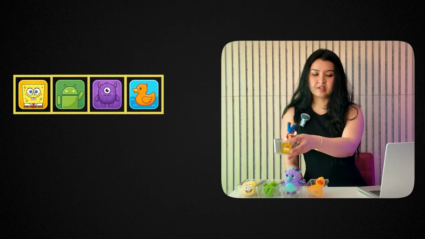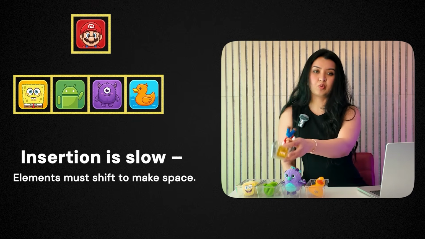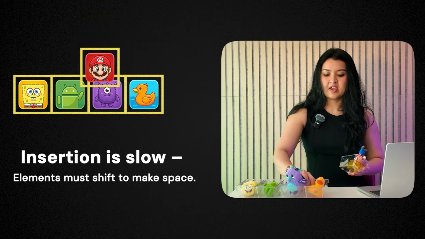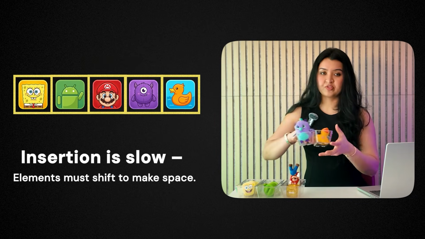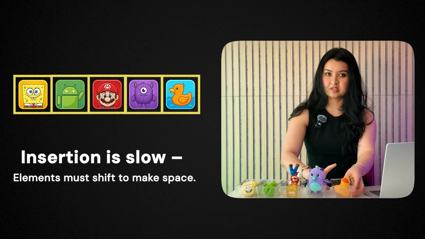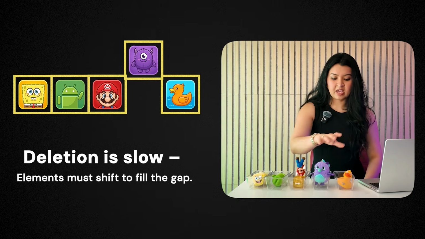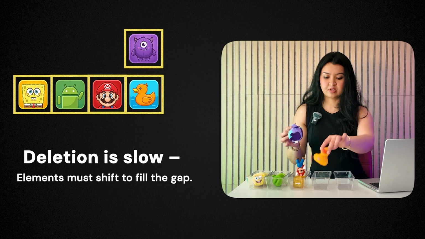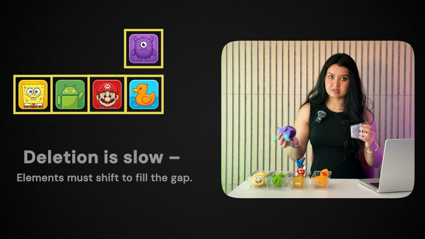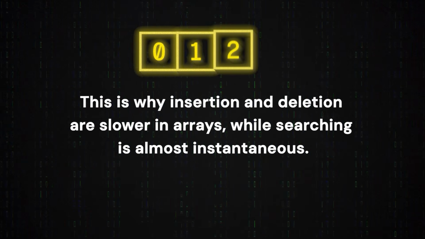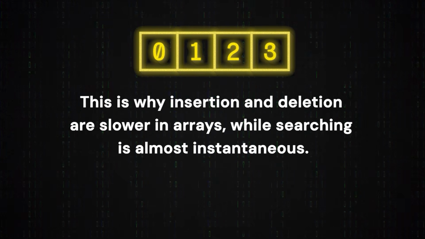But here's the catch. If I want to insert a new element in the middle, I can't squeeze it in. Instead, everything after it will need to be shifted one by one, so this is an expensive operation. Similarly, if I want to remove something in the middle, everything after it will have to shift so that there's no weird empty spots. This is why insertion and deletion is slower in arrays, but search is instantaneous.